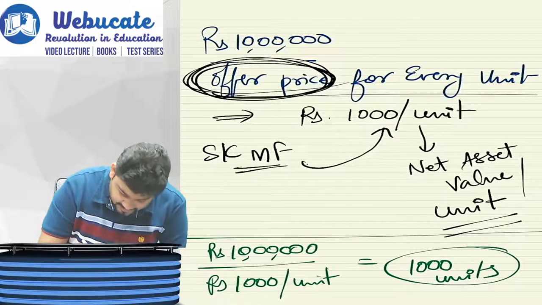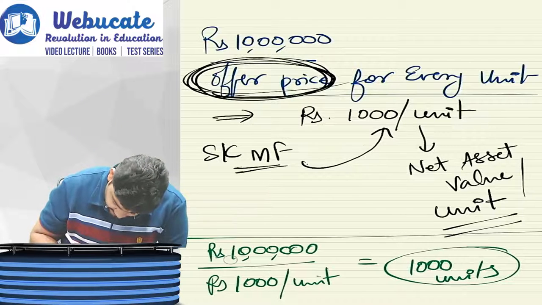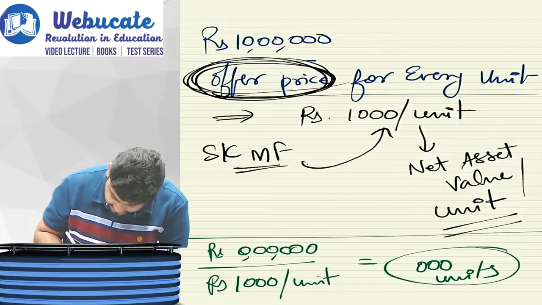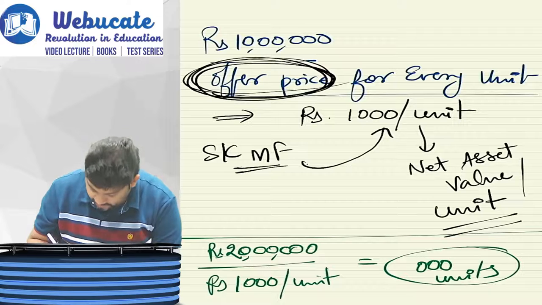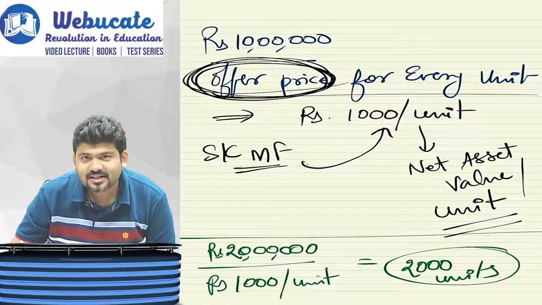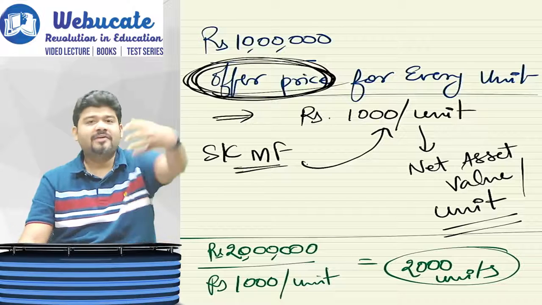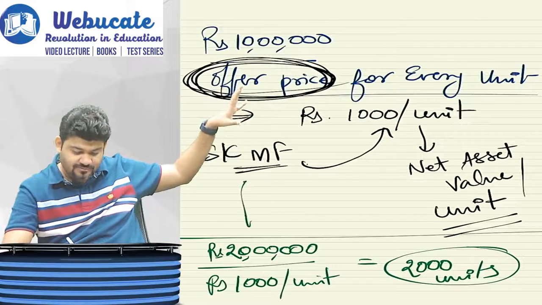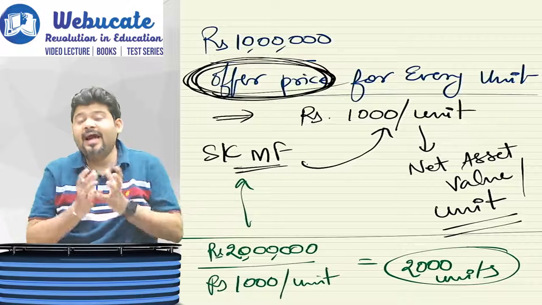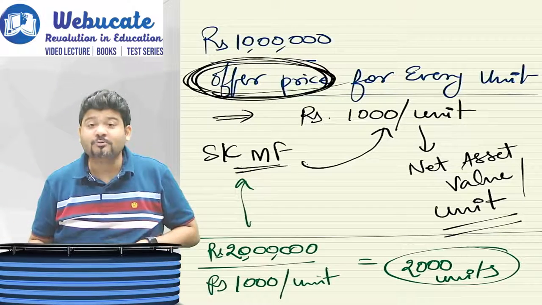Let's keep it some other number. Let's keep this as 20 lakh. So I will get 2000 units. Right? So basically, you have invested 20 lakh in SK mutual fund. Per unit fund is 1000 rupees. And I have offered you 2000 units.